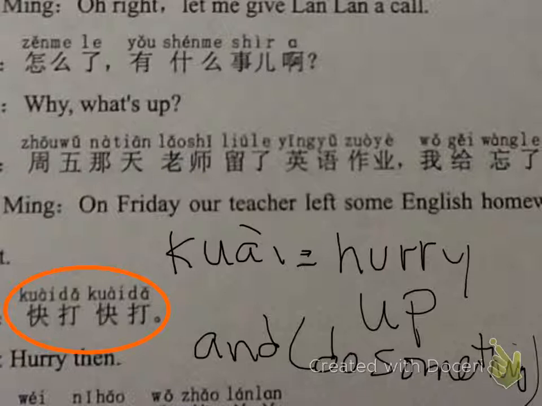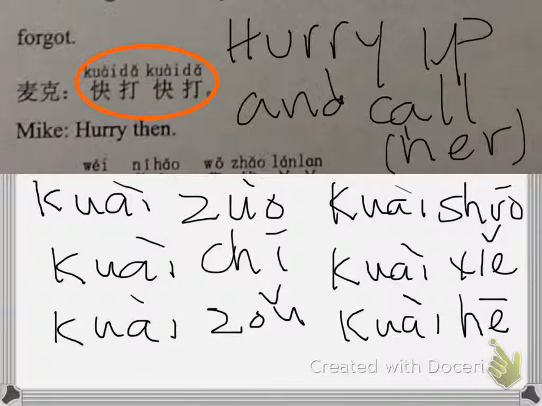Why don't you repeat that with me? "快打, 快打." "快" means to hurry up and do something. The basic meaning of "快" is fast, right? But when it's used like this, it means to hurry up. So, 快打, hurry up and do something. In this case, hurry up and give him a call. But it could be hurry up and do anything. Hurry up and call her, in this case. But if we said 快做, what would that be? 快吃, what would that be? 快走, 快说, 快写, 快喝.